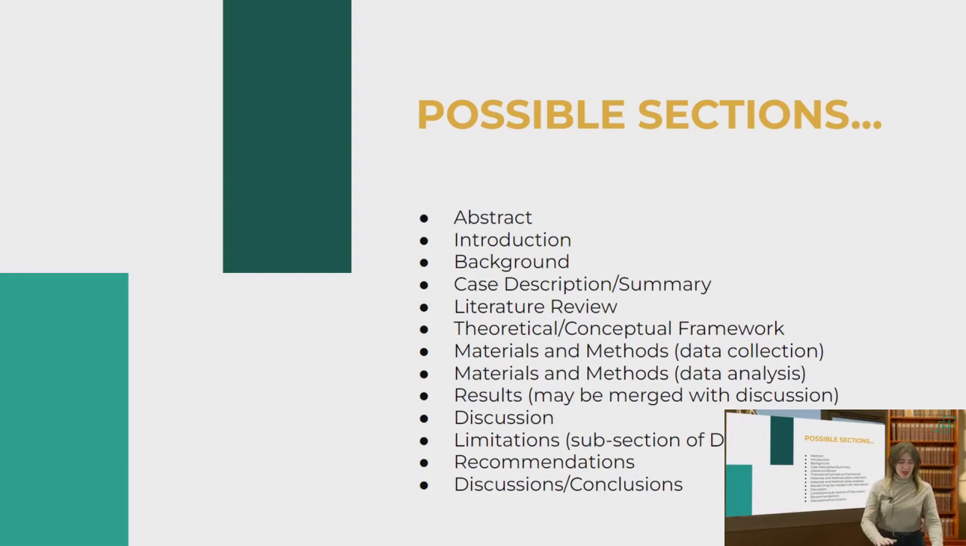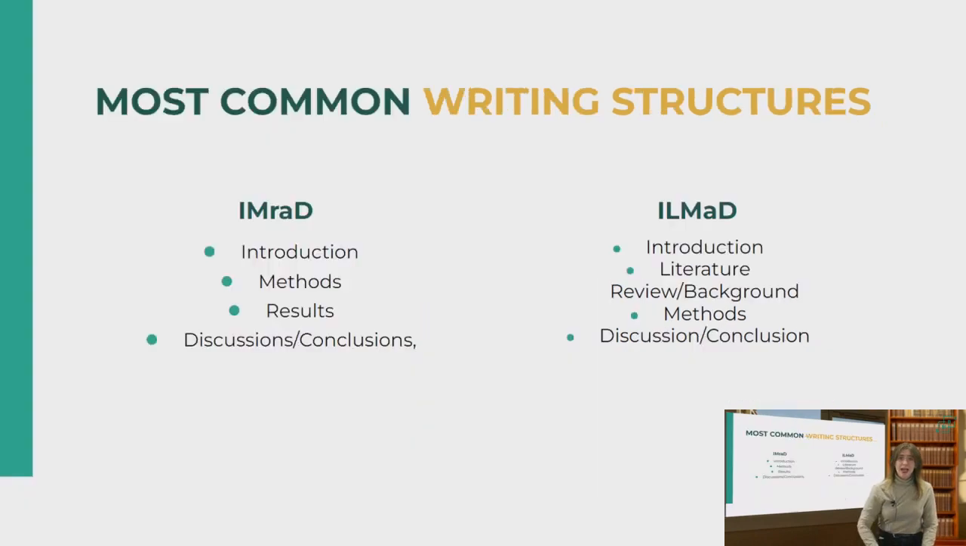Typically, we see two common academic writing structures. That is the IMRaD structure, which stands for Introduction, Methods, Results, and Discussion/Conclusion. Or we see the ILMaD structure, which stands for Introduction, Literature Review, and Background. So that's just an added section in there. Methods, and then Discussion, Conclusion. Most often, these sections will be included in your academic text at this phase.